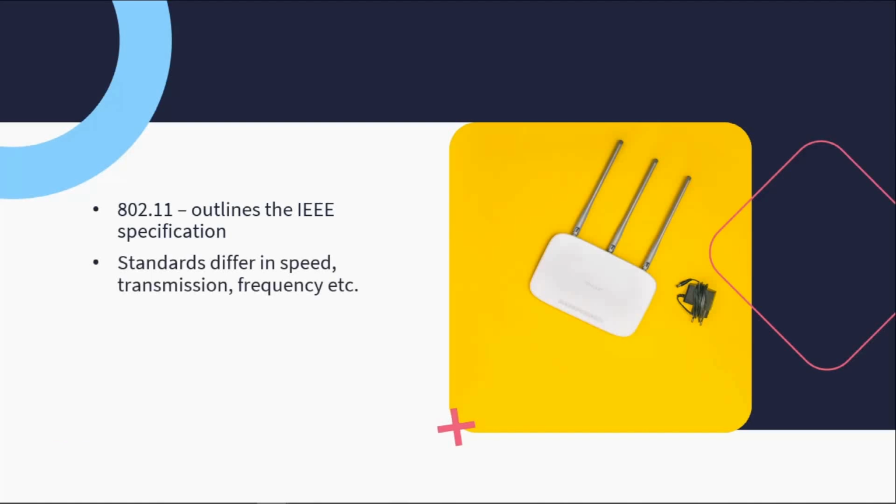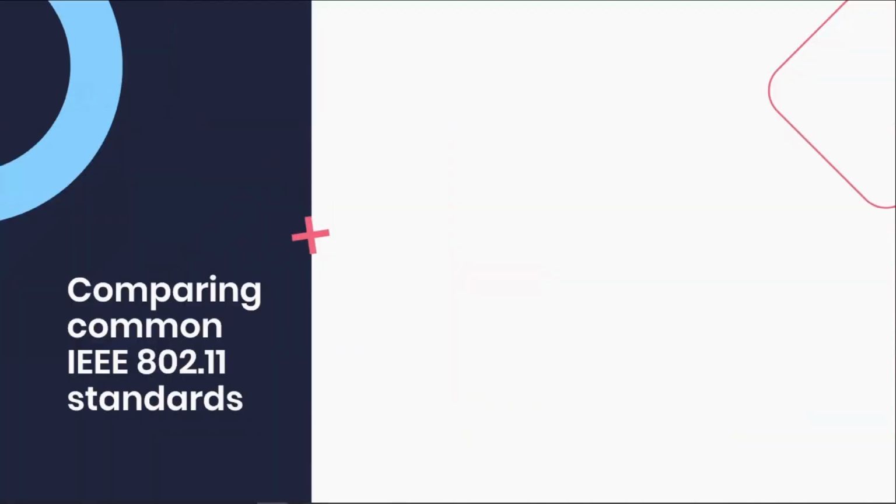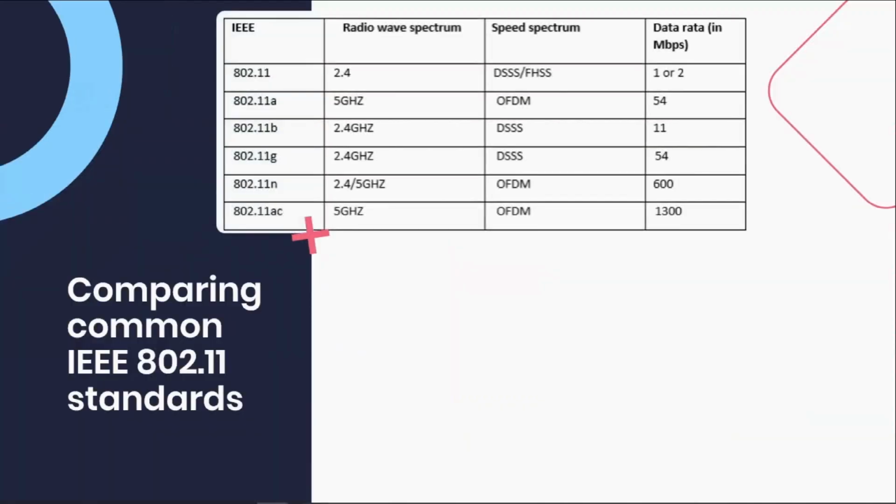The 802.11 wireless standards initially offered 2 modes and used 1 or 2 megabytes per second transmission speed with a radio frequency of 2.4 gigahertz. Data was transmitted using frequency hopping spread spectrum, FHSS, or direct sequence spread spectrum, DSSS. We'll talk about these terms just now when we look at a table comparing common 802.11 standards. Let's look at a table comparing some common IEEE 802.11 standards.